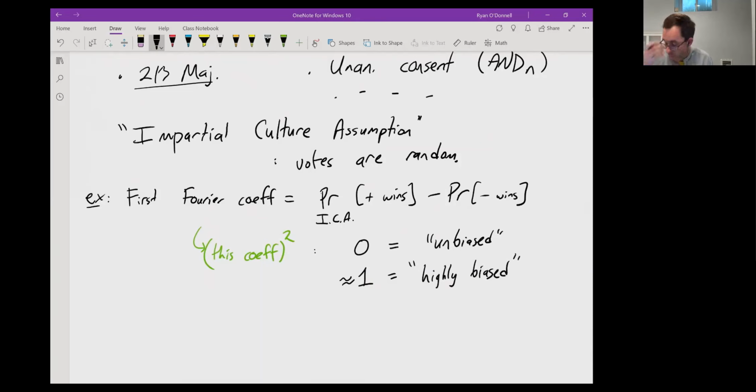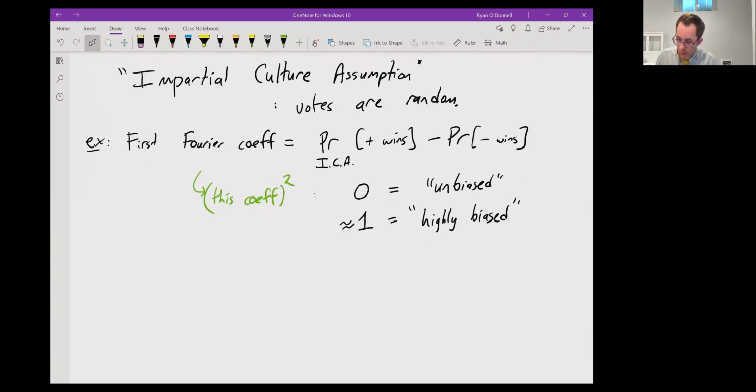Okay, so this Fourier coefficient, or its square, tells you something about the bias of the voting rule, which is nice to know. There are actually many more links between Fourier coefficients and aspects of a voting rule, thinking about its various properties. But I'm just going to tell you one more. It'll be the last thing we talk about.